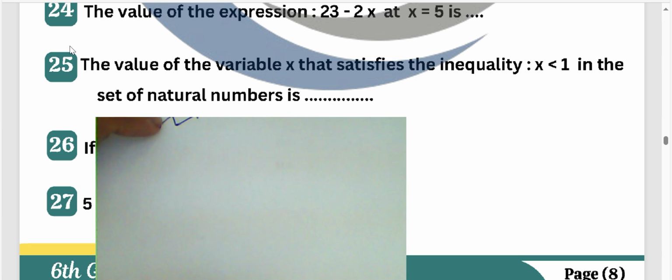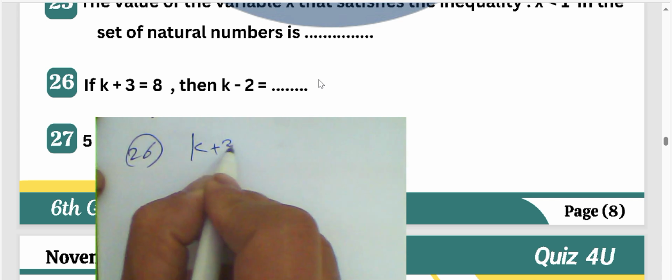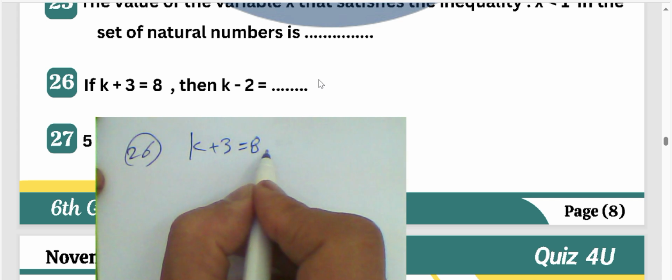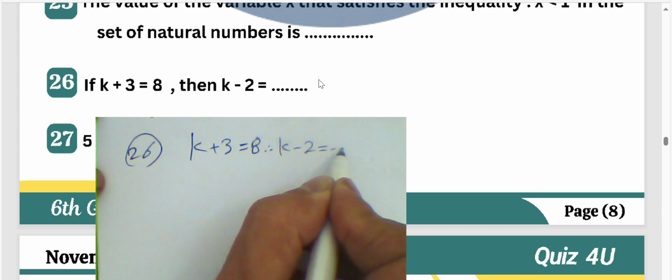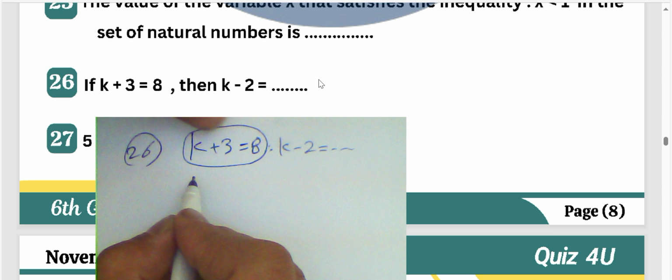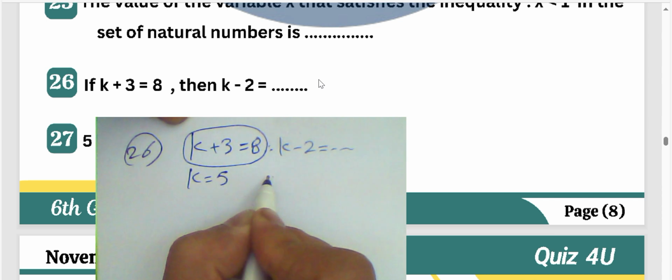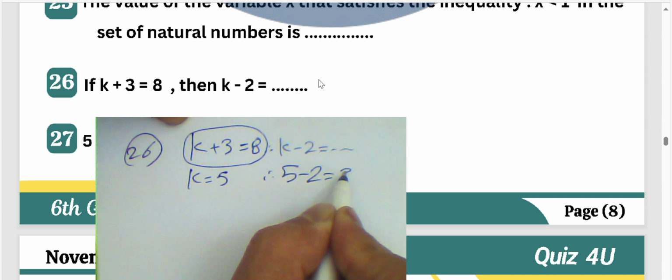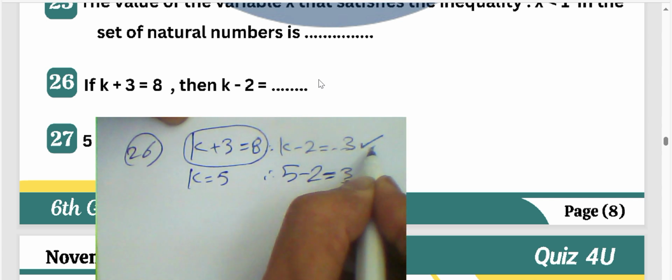Next question, number 26. K plus 3 equals 8. Then k minus 2 equals what? We can find the value of k first. 5 plus 3 equals 8. Then k equals 5. And then put 5 here. 5 minus 2 equals 3. Then the result will be 3.